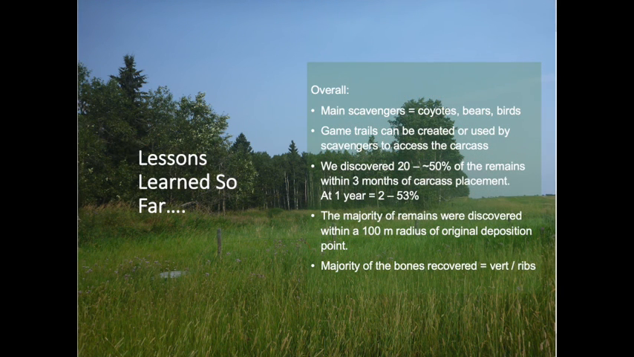So what have we learned overall across all of our sites? We learned that our main scavengers are coyotes, bears, and birds, as we saw here. Game trails can be created or used by scavengers to access the carcass and disperse the remains. Between the preliminary search and the final search, there was a difference. Initially, we discovered 20 to 50% of the remains within about 3 months of the carcass placement, and then that went down at about a year when we discovered only 2 to 53%.